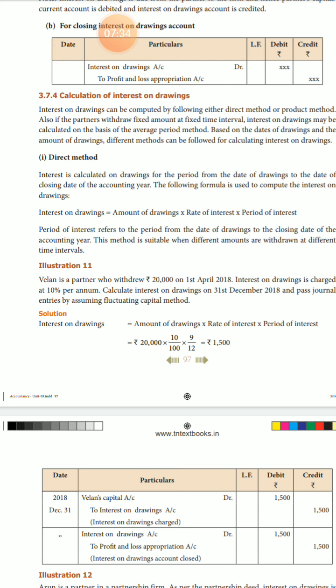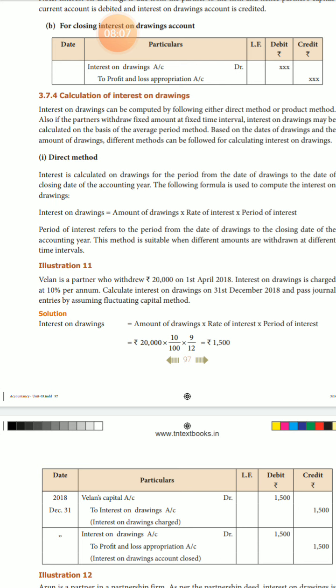Drawings 12%, year 31st December. Only the closing date is mentioned, not the opening, but closing 31st December means the opening is automatically January. First one, calculate the dates: March 1, June 1, September 1, December 1. March 1, which month is the closing month? December 2018 is the closing month.